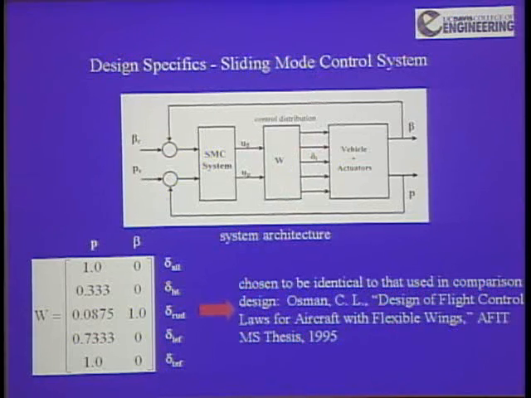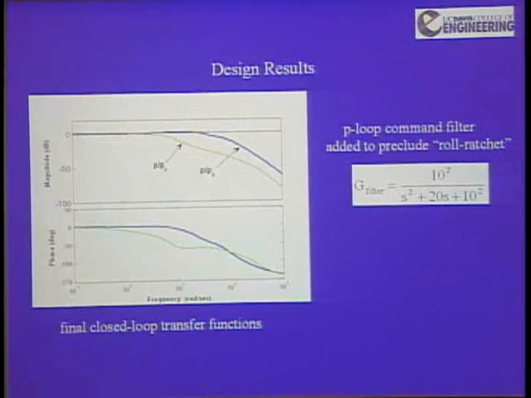There are many ways to do this. What we did, we used the same control distribution matrix that was used in an Air Force design, because we wanted to compare our performance to what the guys did at the Air Force Institute of Technology. Okay, so there it is. Turn the crank on the design, and here's the Bode diagram of the closed loop transfer rate.